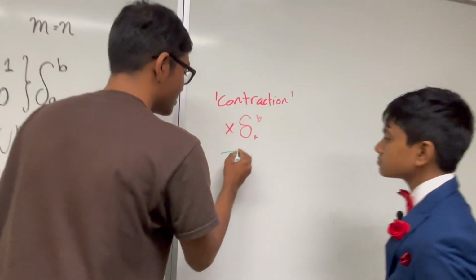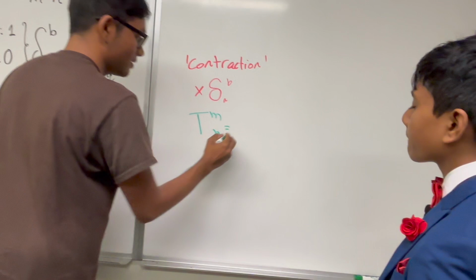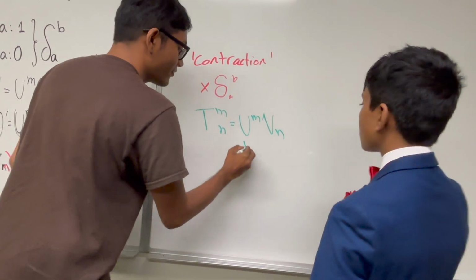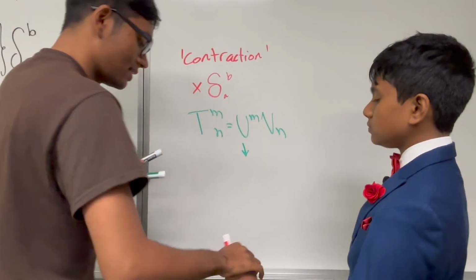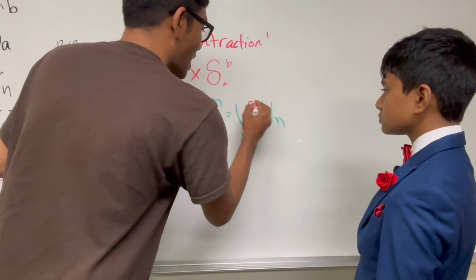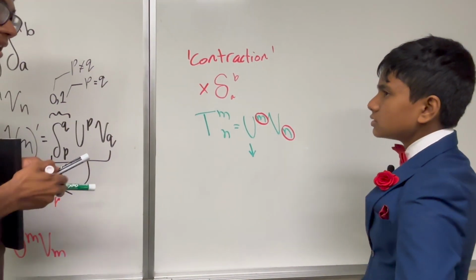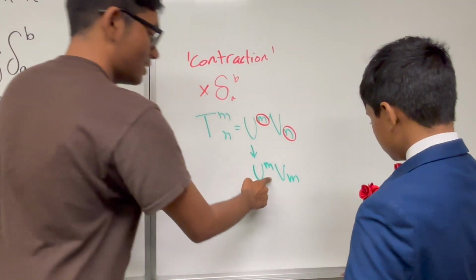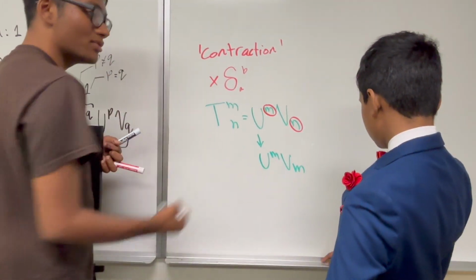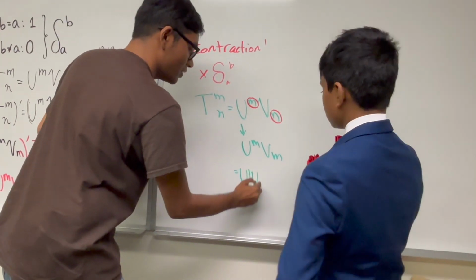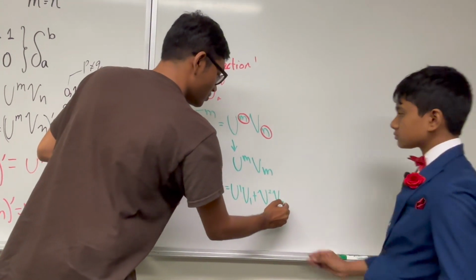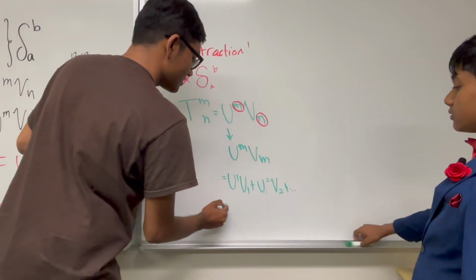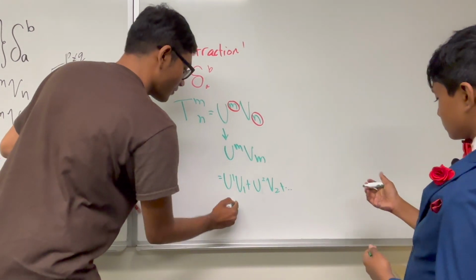If you have a tensor T^mn equal to U^m V_n, and I contract it, what I'm doing is setting one of the upper indices equal to one of the lower indices. So this is effectively multiplying by the Kronecker delta. Then I just have UM VM. But what is UM VM? That's U1 V1 plus U2 V2. Yes, so it is multiplying by the Kronecker delta, and this is just the dot product of the two vectors.